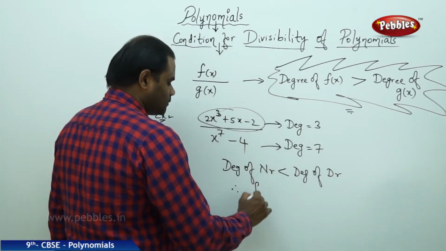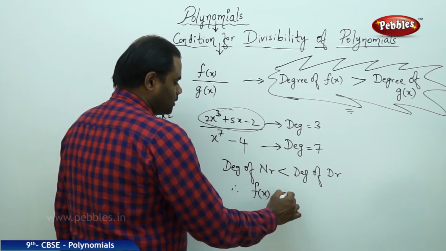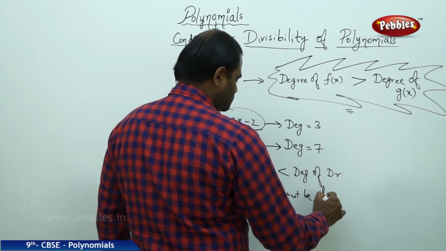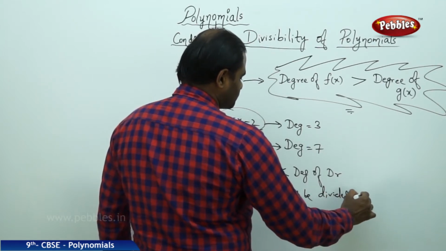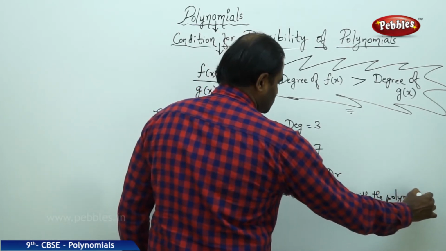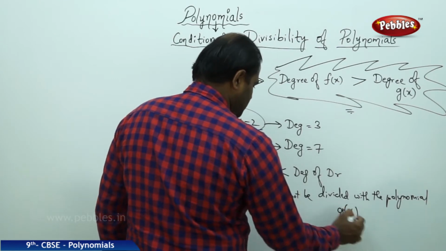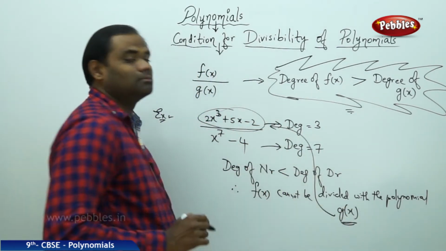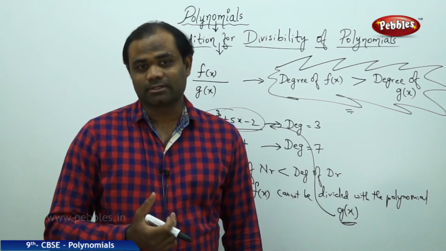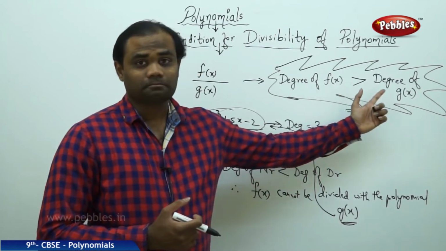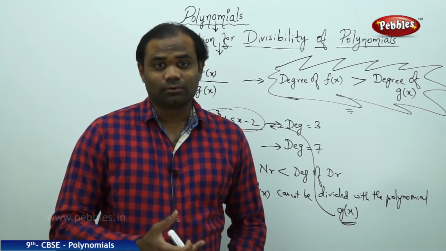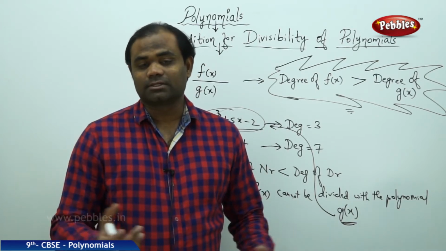Therefore, f of x cannot be divided by the polynomial g of x in this example problem. f of x can be divided by the polynomial g of x only when the degree of f of x is greater than the degree of g of x. And the division is done through the long division method as discussed in the session.